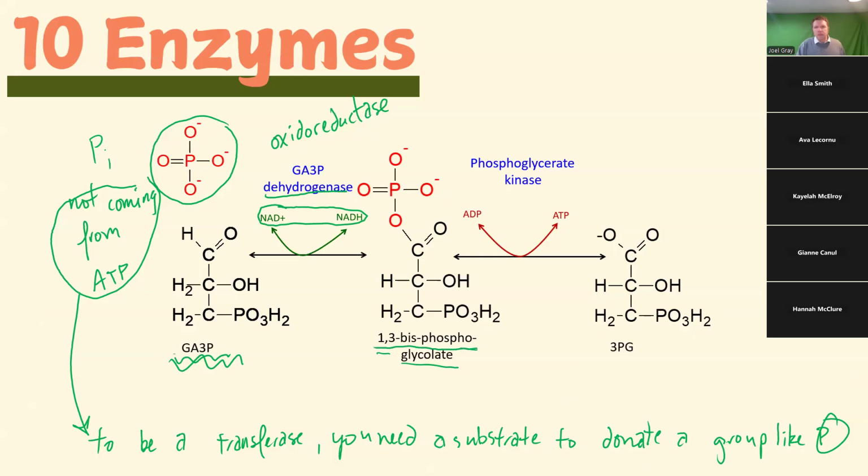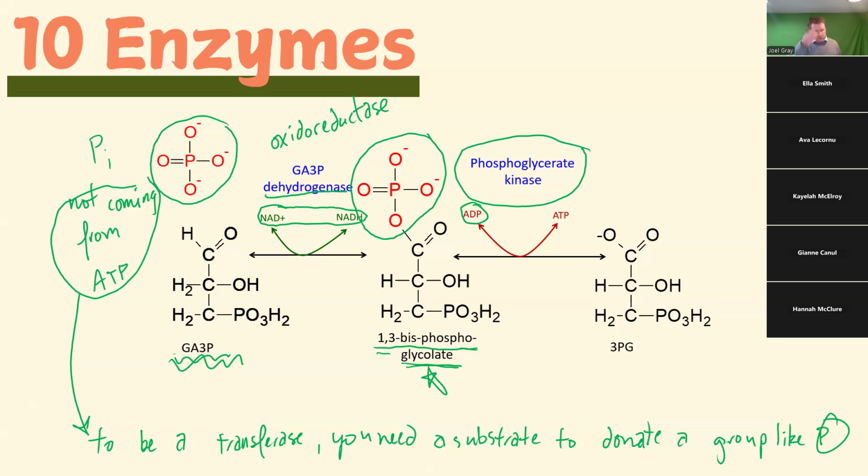We make this doubly phosphorylated molecule right here, 1,3-bisphosphoglycolate, and then phosphoglycerate kinase comes in. What it does is it's going to take the phosphate from this molecule where I've got my star, and add it onto ADP to make ATP.